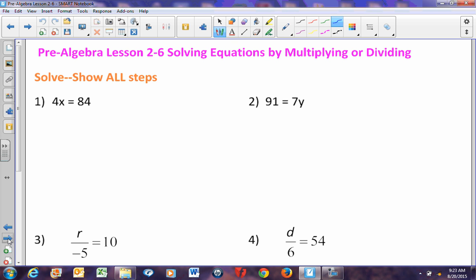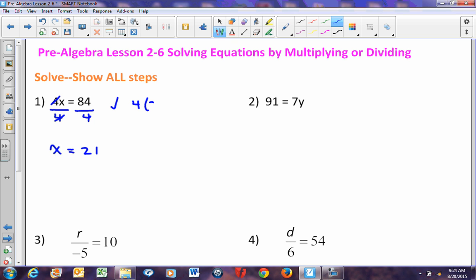4 is multiplied by x. So to get x by itself, we must divide by 4. Now, we're not going to use the division symbol that looks like this. We are now in pre-algebra, so we're going to divide by using the fraction bar. So I'm going to divide this side by 4, and I will also divide the right side by 4. On the left side, the two 4's cancel out because 4 divided by 4 is 1, and 1 times x is simply x. And then 84 divided by 4, 4 goes into 8 twice, and 4 goes into 4 once, so x equals 21.